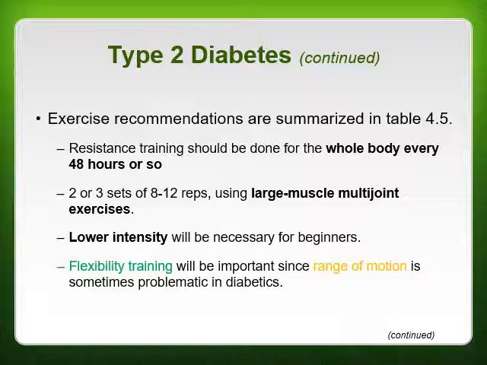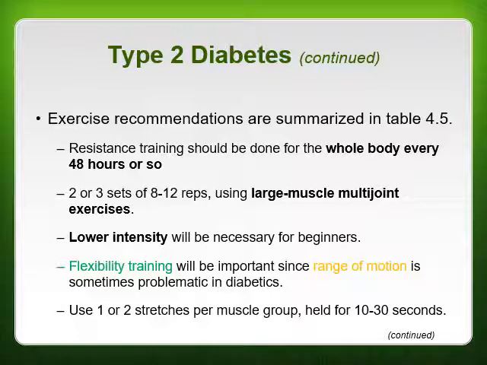Flexibility training, which again is very neglected in all populations, that'll be important because range of motion is sometimes problematic in diabetics, especially if anything is wrong with their arteries from a peripheral standpoint, being able to move. A little bit of flexibility training, getting them used to continuing to move through a full range of motion in all their major joints, that's what we want to seek to promote. If you're going to do flexibility training, the recommendation here is 1 to 2 stretches for each muscle group. Hold them for 10 to 30 seconds, probably a little bit closer to that 30.